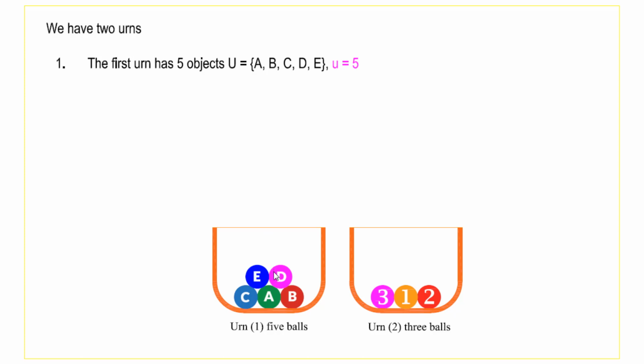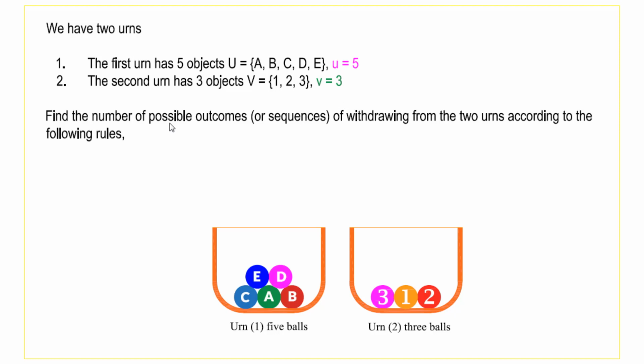The first urn has 5 objects, so the number of objects in it is u equal to 5. And the second urn has 3 objects, 3, 1 and 2. So the number of objects in the second urn is v equal to 3. Now we want to find the number of possible outcomes or sequences of withdrawing from the 2 urns according to the following rules. So what are the rules?